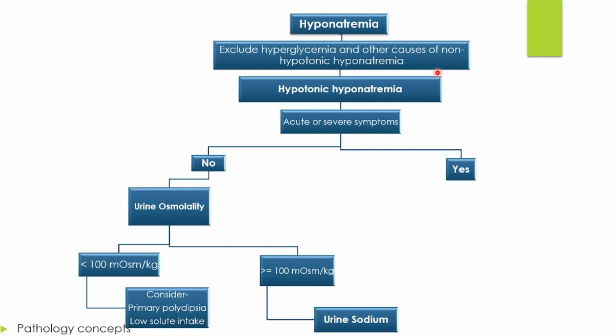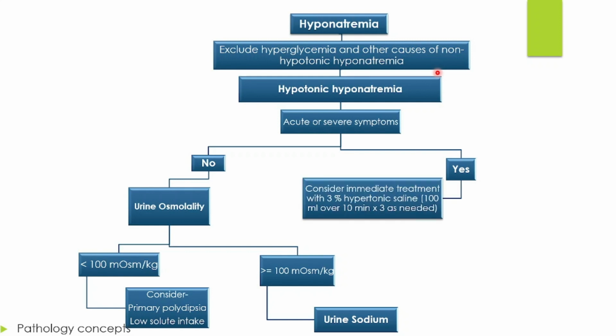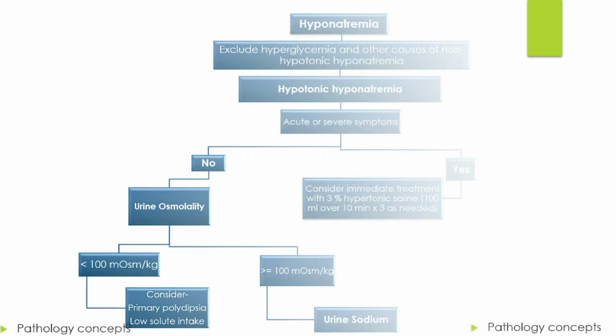So if severe or acute symptoms are present, then consider immediate treatment with 3% hypertonic saline, 100 ml over 10 minutes, times 3 as needed. Now let's see the urine sodium.